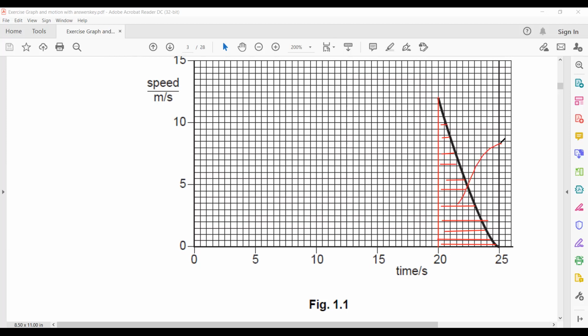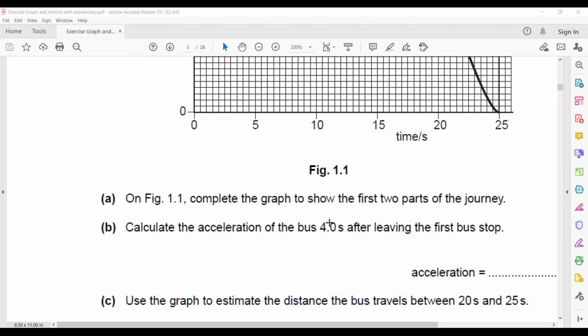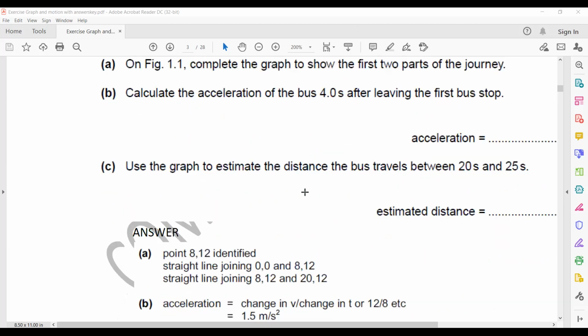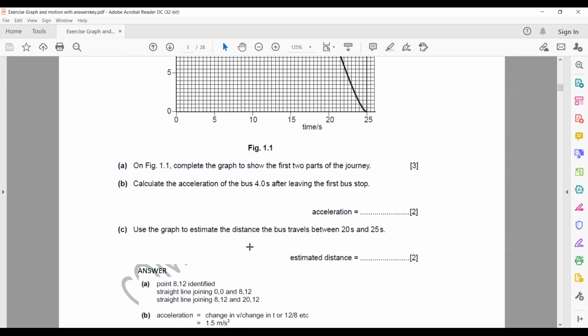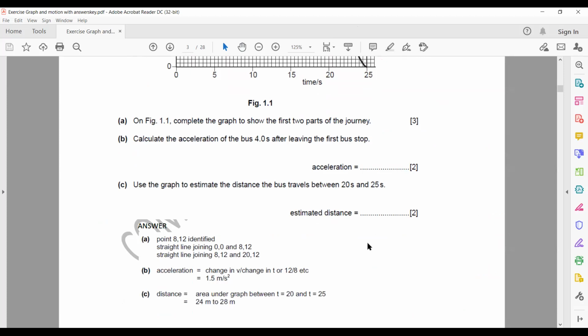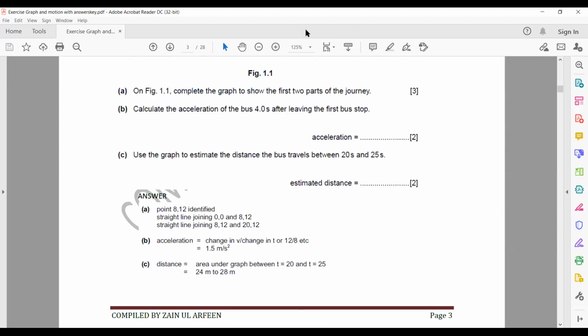So what we will do, we'll find the area of the triangle, which is half base into height. And we don't have to calculate the area for the whole journey, because it only mentions use the graph to estimate the distance the bus traveled from 20 to 25 seconds. So you can use the area under the graph for 20 to 25 seconds, and your answer will be in the range of 24 to 28.